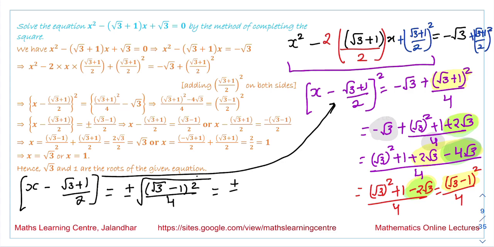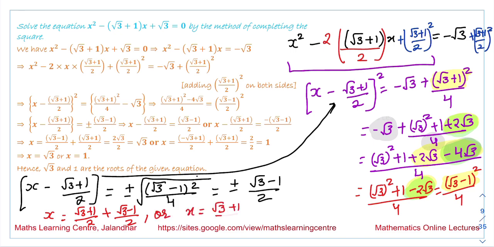This square and square root get cancelled and we are left with root 3 minus 1, and the square root of 4 is 2. So we have two values of x. One is (root 3 plus 1)/2 plus (root 3 minus 1)/2, and the second value we are saying x is equal to (root 3 plus 1)/2 minus (root 3 minus 1)/2.